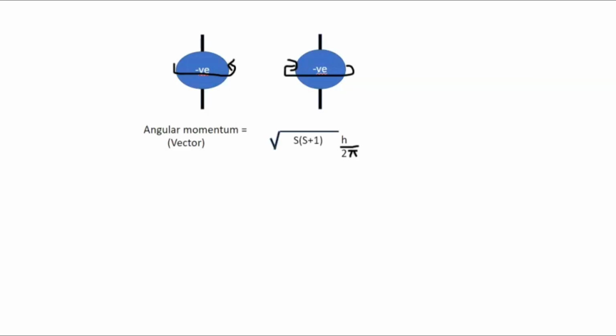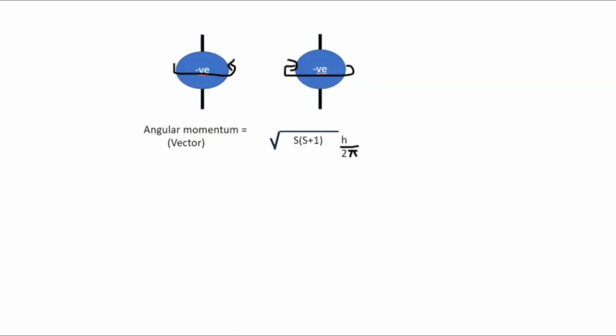So we've got two electron spin possibilities here, and the electron has negative charge. We have read in physics about rotational motion that every rotating body has something called angular momentum. When these electrons spin, they will have some angular momentum. Its angular momentum is written as square root of s into (s plus 1) times h upon 2 pi. Remember that angular momentum is a vector quantity. It depends not only on the magnitude but also on the direction.